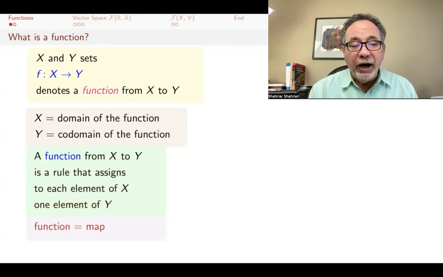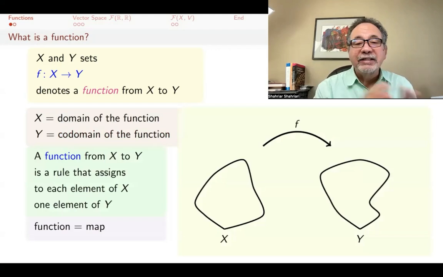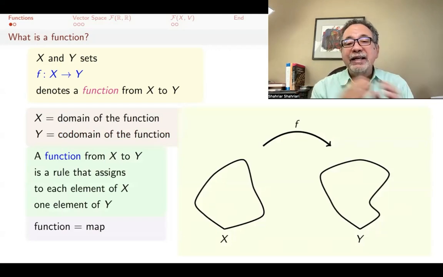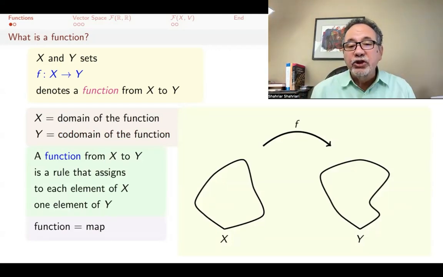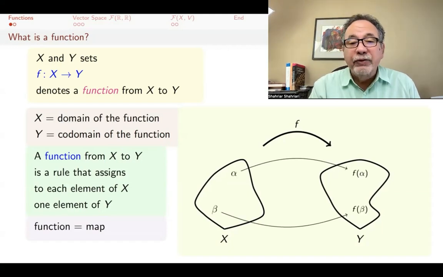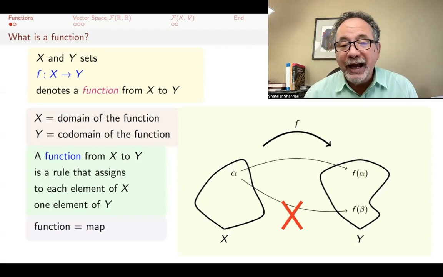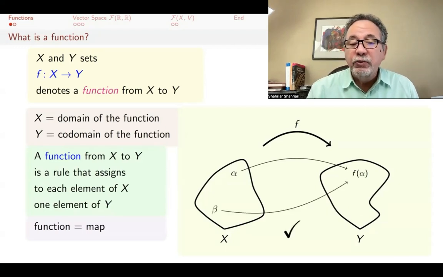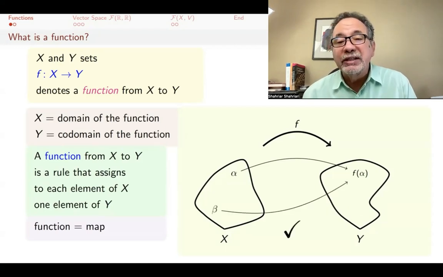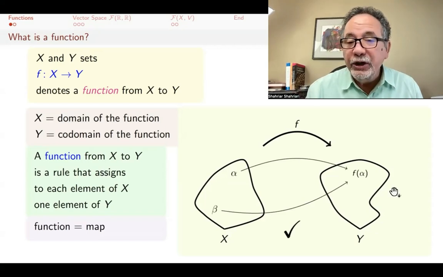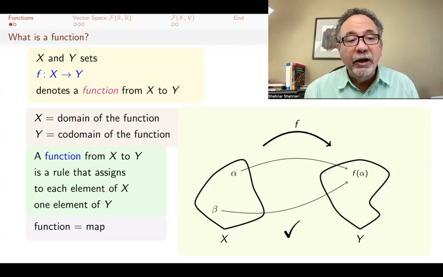The function from X to Y is the rule that assigns to each element of X one element of Y. Another name for a function is a map, and the way we like to think about it is that X is on this side, Y is on that side, and f is sending elements from X to Y. For example, alpha is mapped to f of alpha, beta is mapped to f of beta. What's not allowed is that one element of X goes to two elements. That's a no. If you have that, you do not have a function. On the other hand, it's quite fine to have two elements go to the same element. I have a whole set of videos on functions. For more detail, watch them.